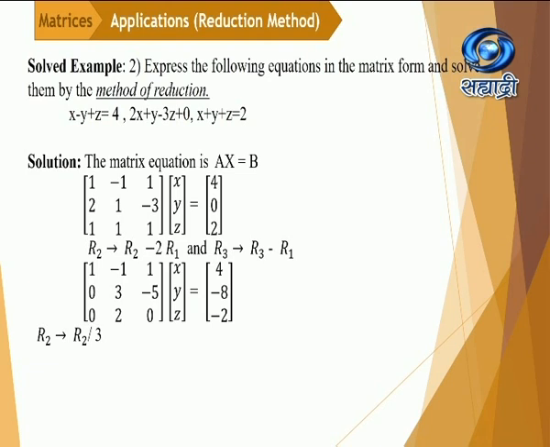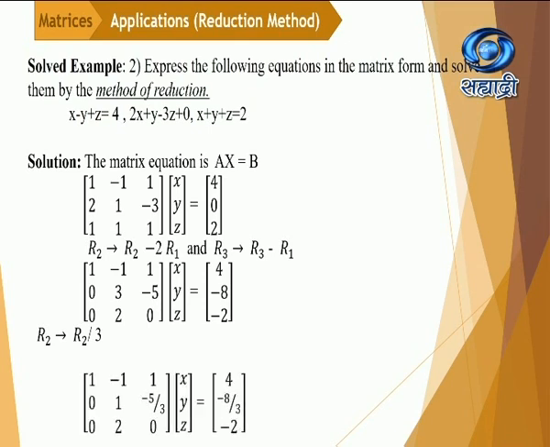Then below the 3, we want to make it a 0. Therefore, R2 changes to R2 by 3 is the row operation. To get A22 place 1, then only we'll be able to make 0 at the place below. So here is the system 1 minus 1 1, 0 1 minus 5 upon 3, 0 2 0, and right hand side is 4 minus 8 by 3 minus 2.